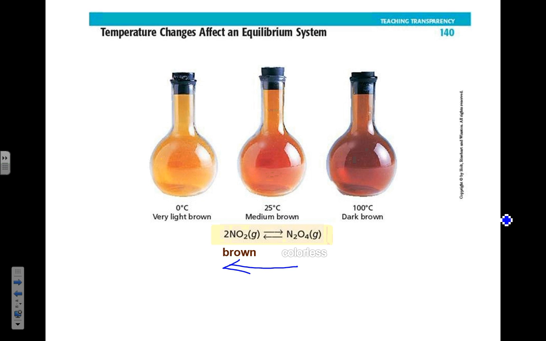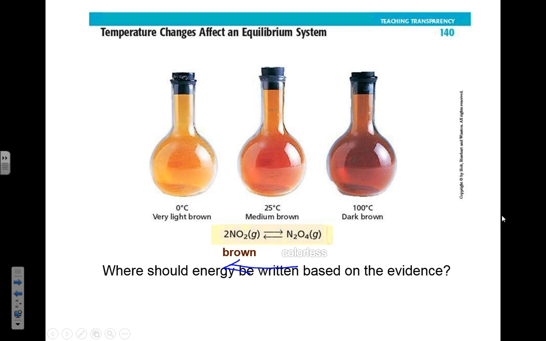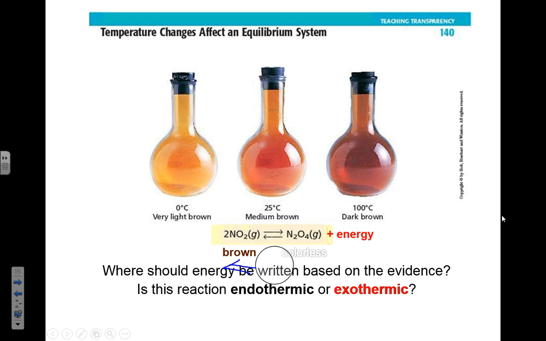Well, think about it. Where is energy if adding it is going to shift to the left? Well, that would mean energy has to be over here. So based upon the visual evidence, it looks to me like this must be a situation where the energy has to be on the right side of that equation. When it got hotter, it got darker brown, and when it got colder, it ended up shifting to the colorless side. Well, that would only be true if energy, based upon the evidence, were written on the right side. So from the forward reaction point of view, this would be classified as an exothermic reaction. And our visual evidence supports that.